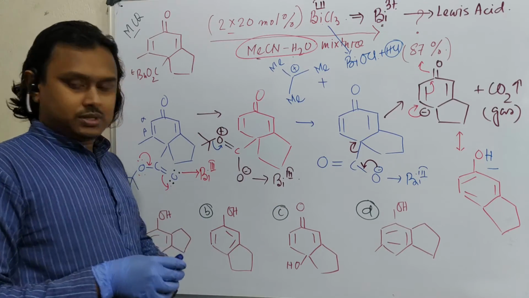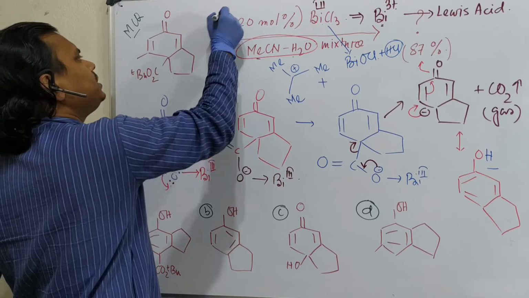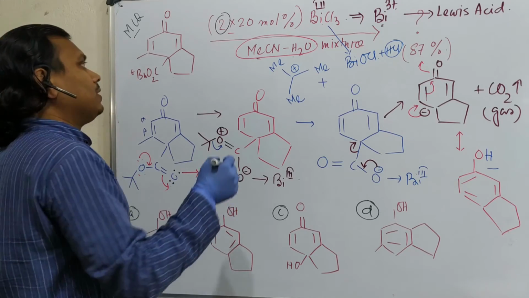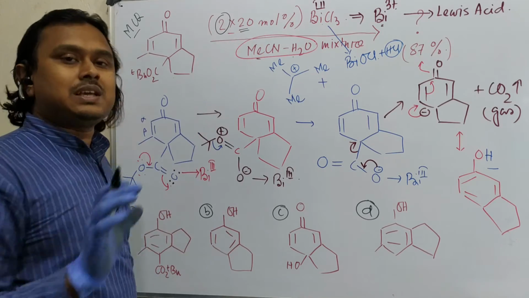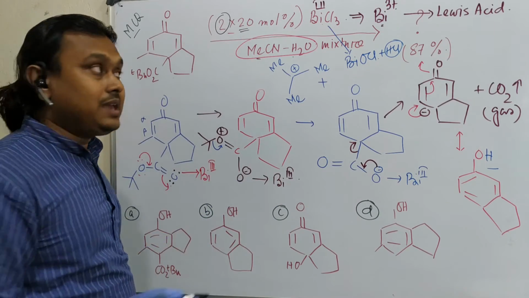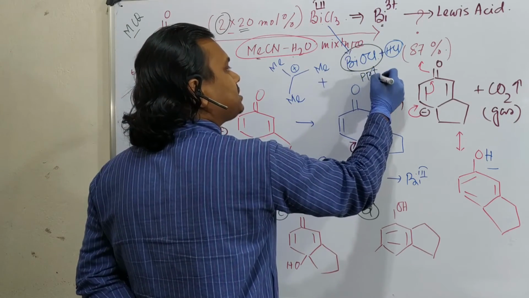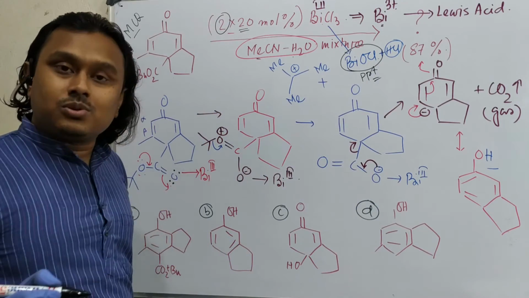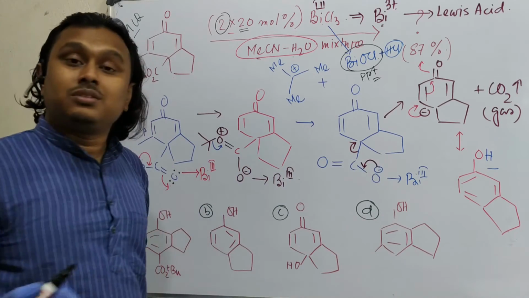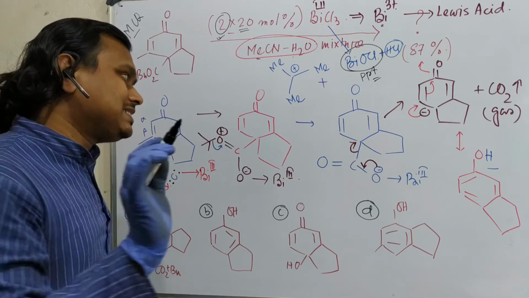Now there may be some questions. The question is why I have said 2 into 20 mole percent. Why 2? I could have directly said 40 mole percent. Why haven't I? Because first 20 mole percent bismuth chloride is added to the reaction mixture. After some time you need to add another 20 mole percent. Why? Because after the reaction it produces this bismuth oxychloride, which precipitates out from the reaction medium because it is insoluble. And if the bismuth 3 plus ion is not in the reaction medium, who will carry out the reaction? Not possible. That's why you need to add that additional 20 mole percent of bismuth trichloride. This is the first point.